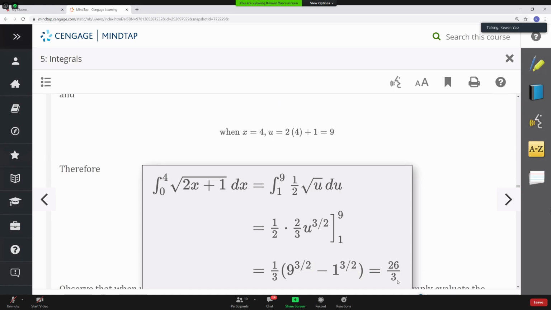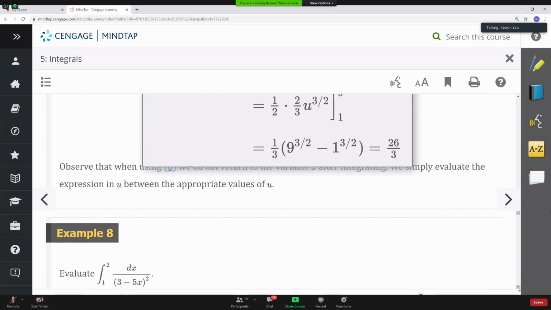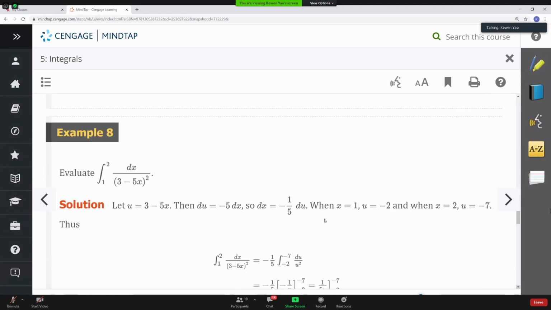So remember, for the definite integral, you just evaluate this under the new lower limit and the new upper limit. Do not change u back to x anymore. For the indefinite integral, you have to change u back to x. But for the definite integral, the answer is a number. You have to evaluate this number. Now let's look at another example.